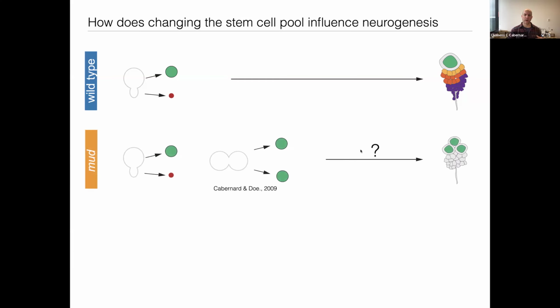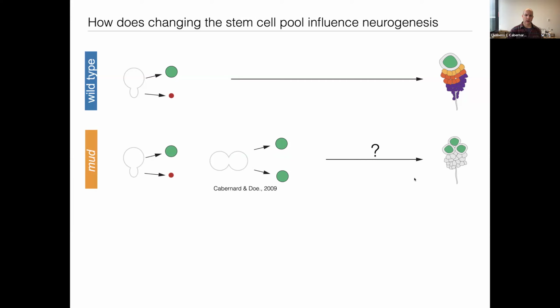Now, we also used a mutation which I haven't introduced before, called mushroom body defect, where to some extent, in about 15% of the cases, we can also get symmetric divisions, which I have shown in earlier work gives rise to 2 equal-sized neural stem cells. So the question really is, in this case, although we get an increase in the stem cell pool, how does that affect differentiation?